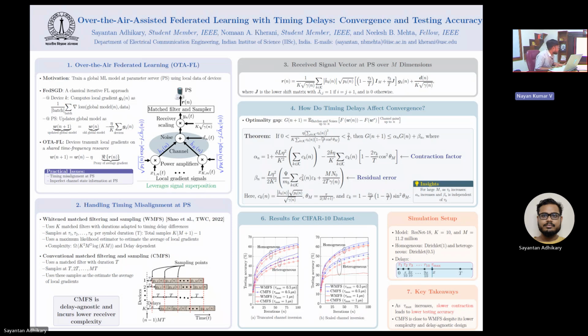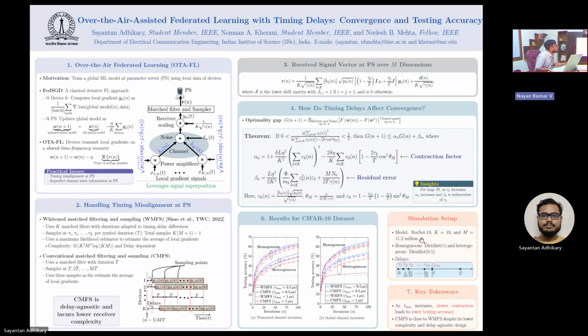It does not matter. These are the two key results that we come across of the CMFS-based system. Now, let's look at how in practice for a synthetic data set called C410, which consists of 10 different classes of images, the results, how are the results? So, let me go through the simulation setup first.